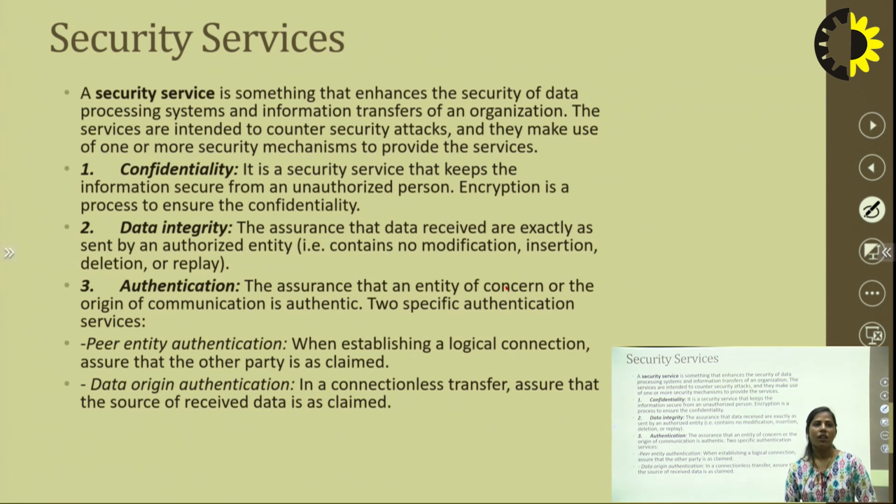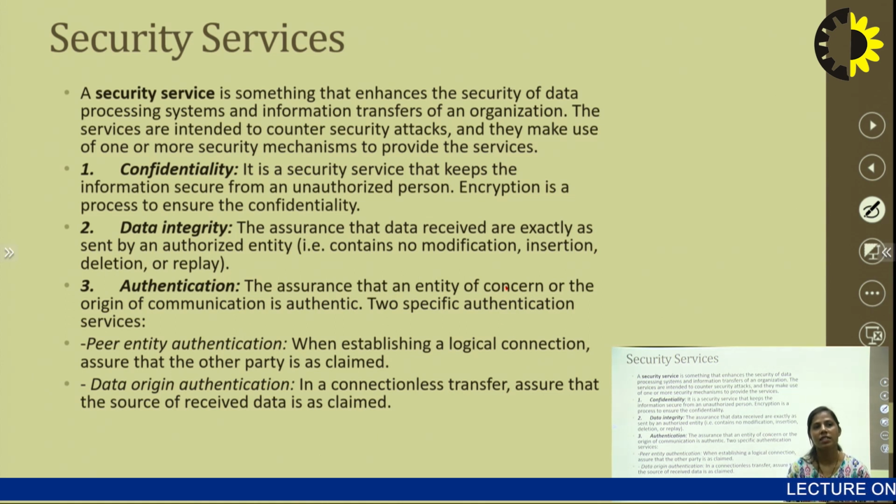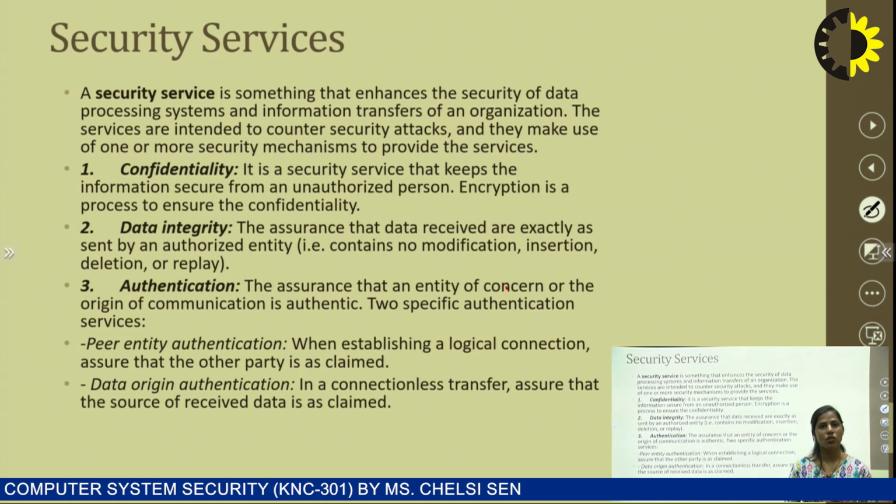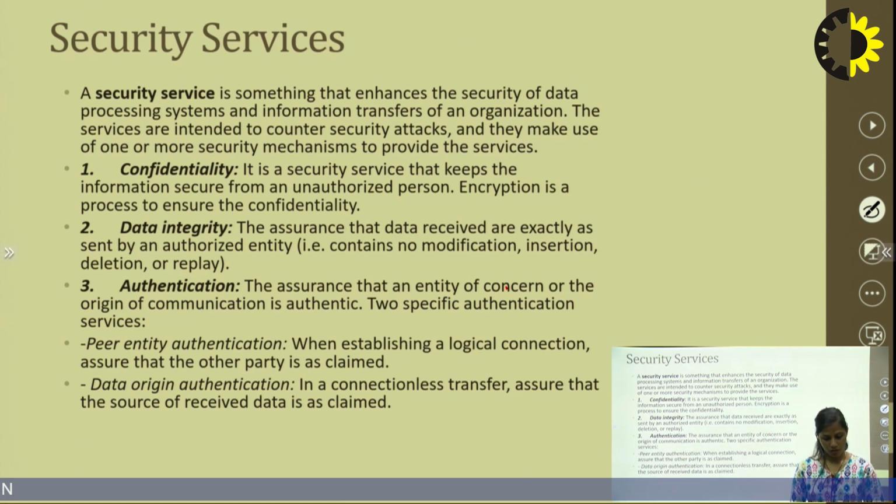Data integrity, where the data received should be exactly what was sent by the authorized entity, meaning no modification or alteration should be done in between. Whatever data the sender has sent should be the same at the receiver side also. The data should not be changed in between. Integrity and consistency should be maintained. Whatever the data is, it should be correct.